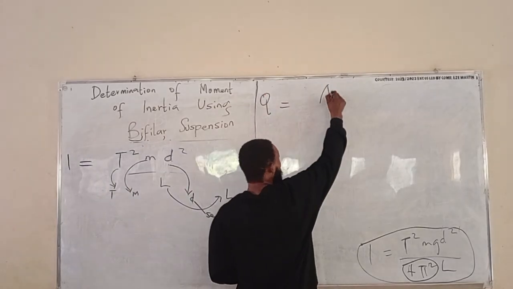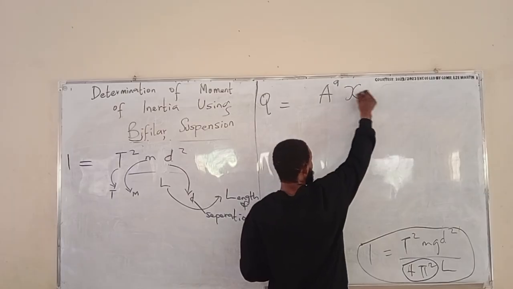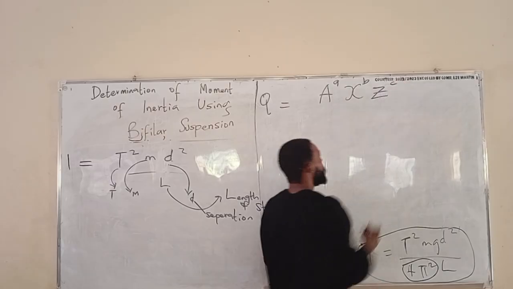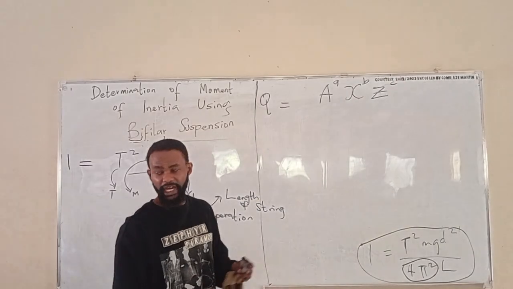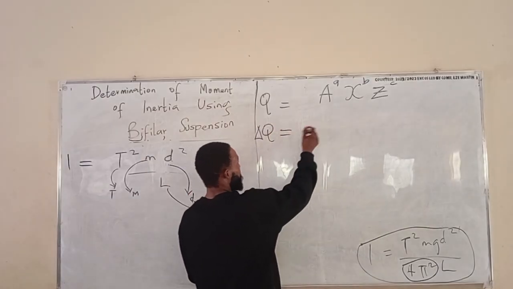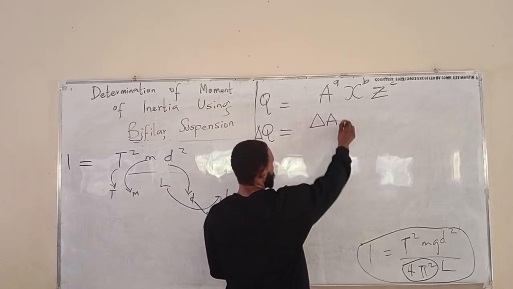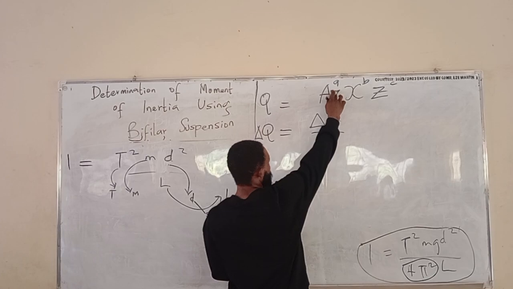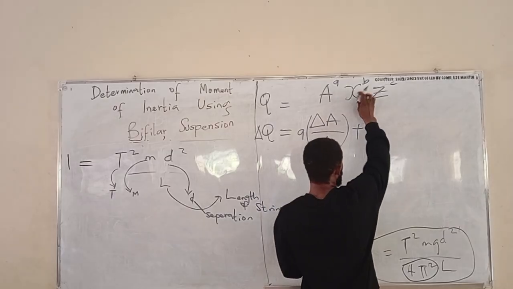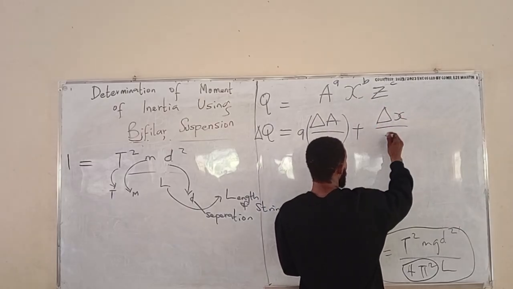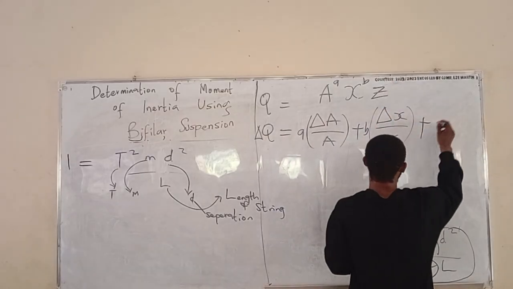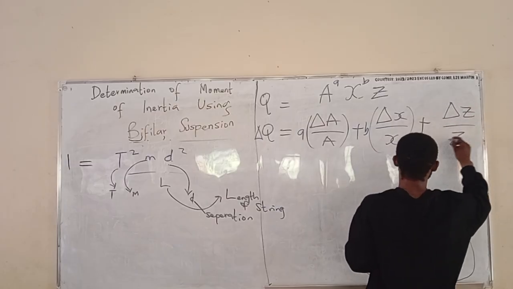So please note, you can write in your notebook, for any quantity, let's say this is Q, equals A raised to power a, then X raised to power, let's say b, and let's say Z raised to power c, for any quantity A, X, Z, to find the error, this is the formula you're using. The error, that is change in Q, will simply be equal to change in A all over A, multiplied by the power a, plus change in X all over X, multiplied by the power b. So let's say this one does not have power, that means this will be just plus change in Z all over Z.